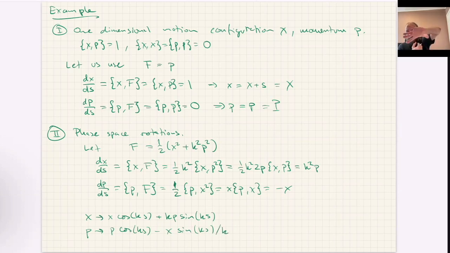So you can see that this is a rotation in phase space. I could introduce a normalized momentum, which I normalized by this constant k, and it would look just like a rotation. But this is a rotation in phase space, and it's a canonical transformation. So that's just two examples of canonical transformations generated by different functions f.